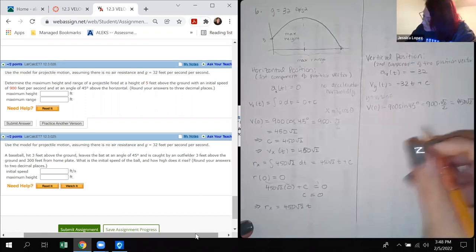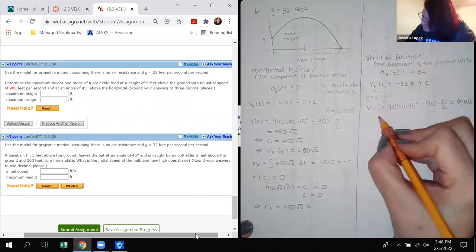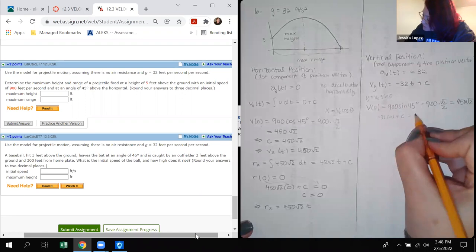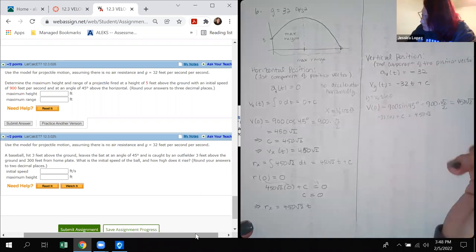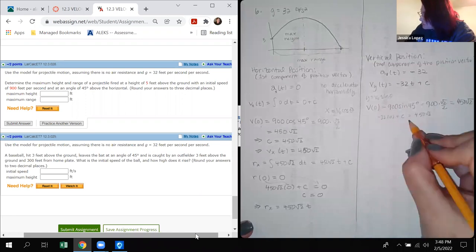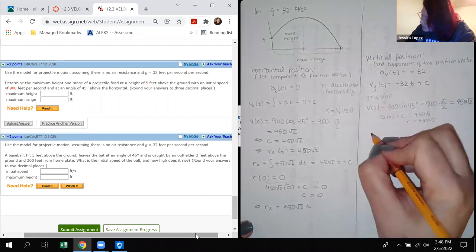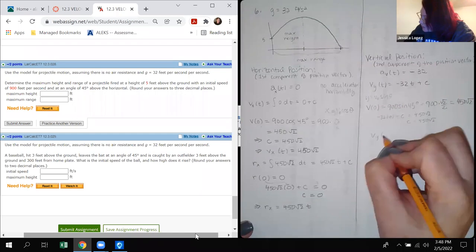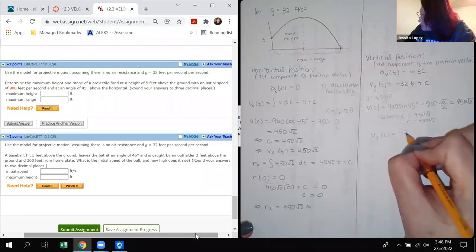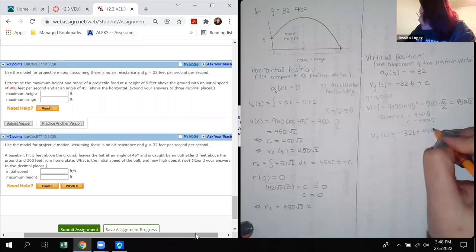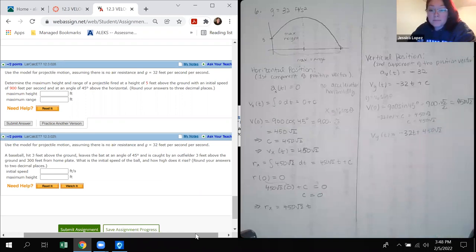So I know that when I plug in zero, I should be getting 450 square root of 2. Well, that tells me that C is equal to 450 square root of 2. So what does Vy look like? Vy looks like negative 32 t plus 450 square root of 2, okay? Which looks a lot different from V over here, right?